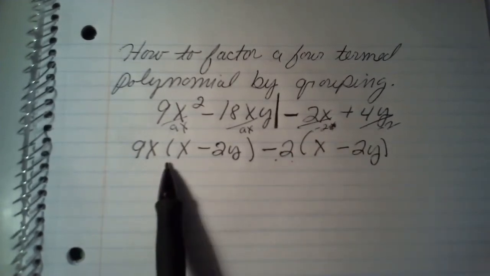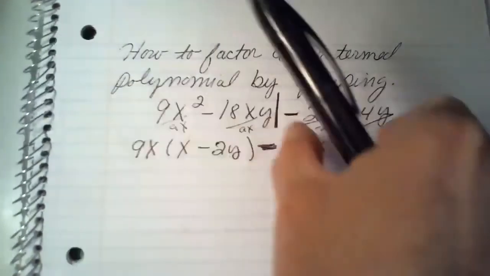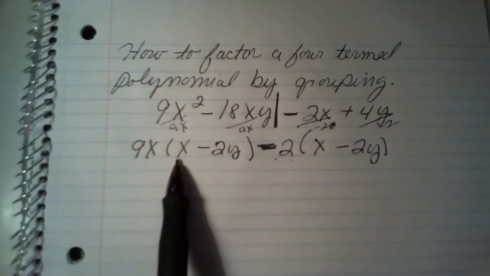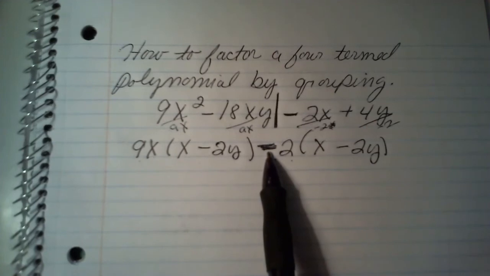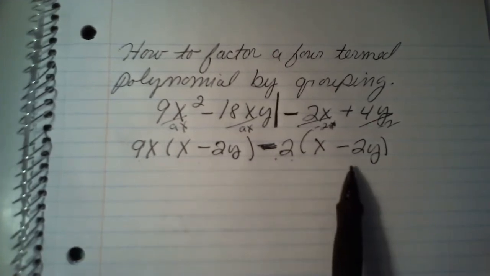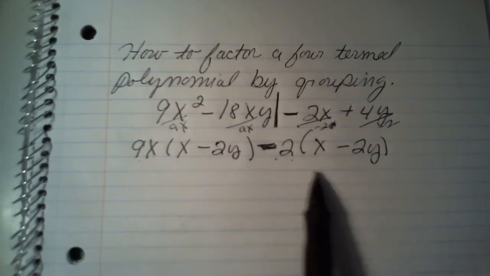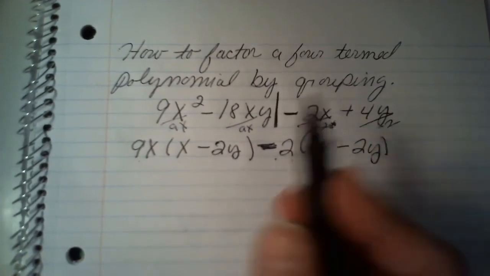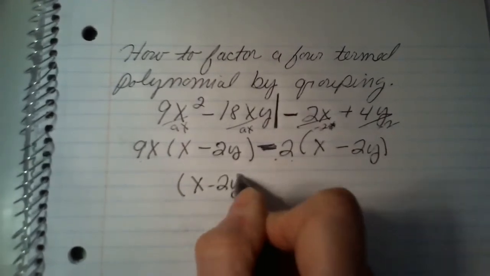Now, look, there's two things being subtracted. Of the first two, there's a monomial times a binomial. Being subtracted from that is a monomial times a binomial. Each of these have an x minus 2y in common. The binomial is the common factor of these two terms. So I'm going to factor out the x minus 2y.